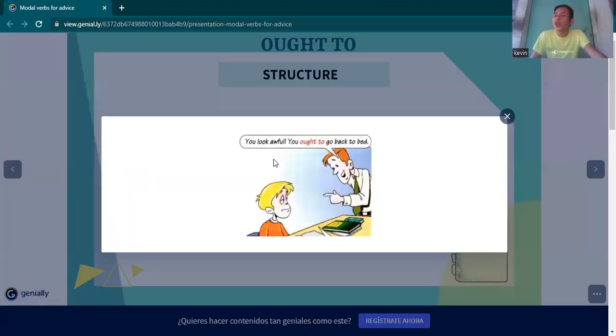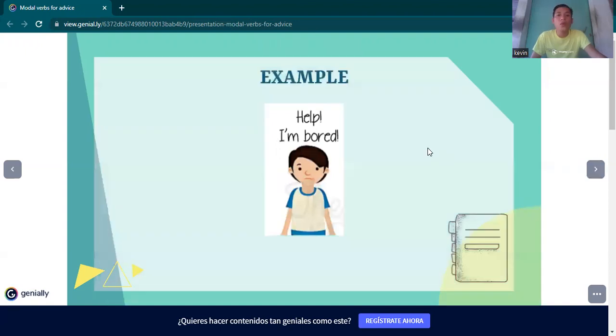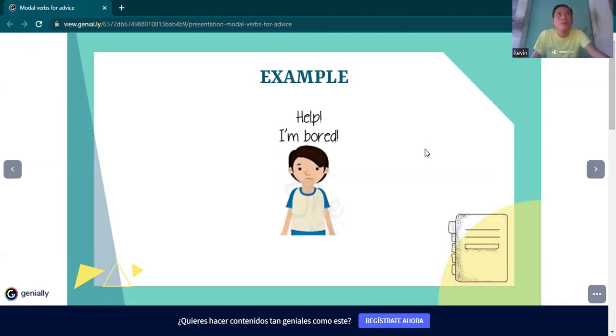Okay, you look awful. You ought to go back to bed. So in this example, you can see that we are giving an advice to this person. Okay, now let's give some advice to someone. For example, this person says, help, I am bored. Let's give an advice to him using the modal verb should. If you are bored, you should watch a movie, or you should listen to music, or you should play with your friends. That was an example using the modal verb should.